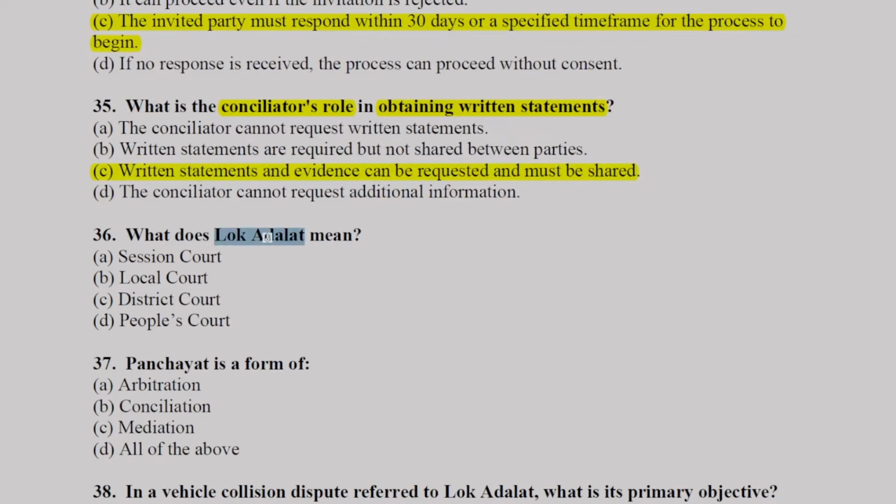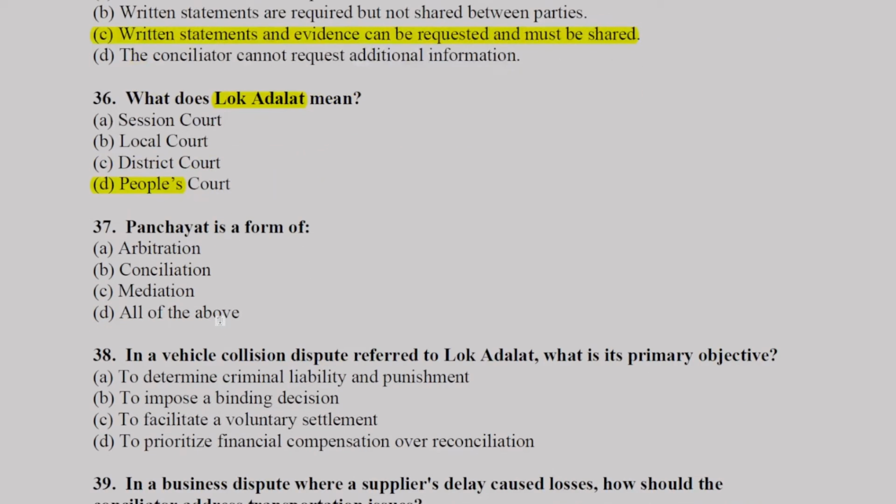What does Lok Adalat mean? Session court, local court, district court, people's court. So the answer is D. People's courts. Panchayat is a form of arbitration, conciliation, mediation, all of the above.